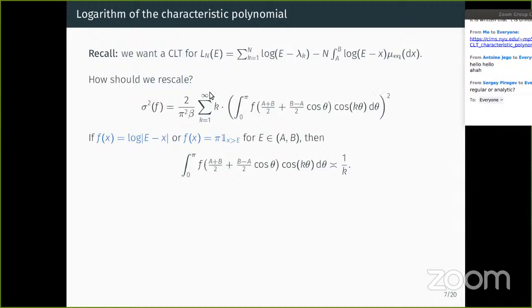So if we look at the formula given by Johansson's theorem, then these coefficients here, the Fourier coefficients for both of these functions, are of order 1 over k as k is large. So you see that this sum has to be infinite. If you just plug in this function or this function, the sum would be infinite.